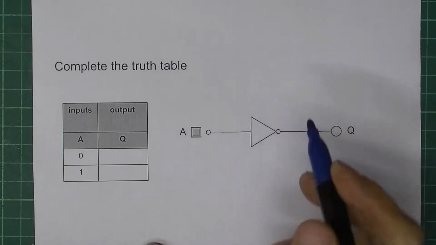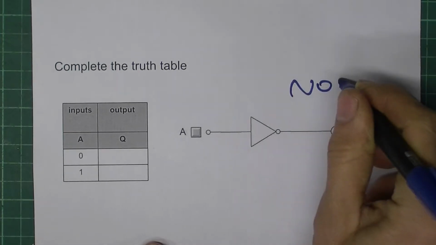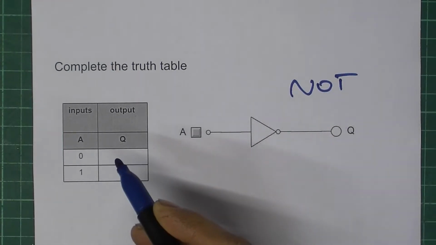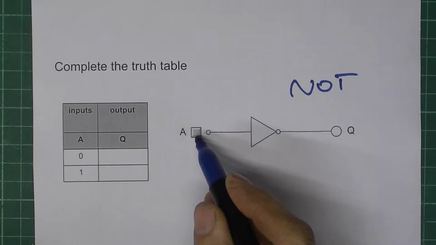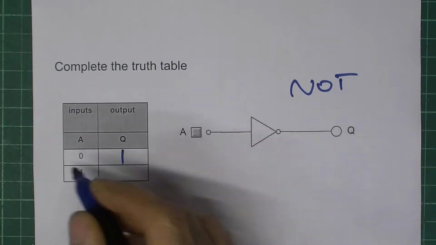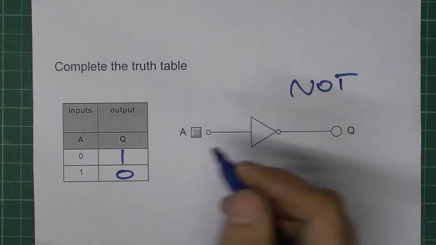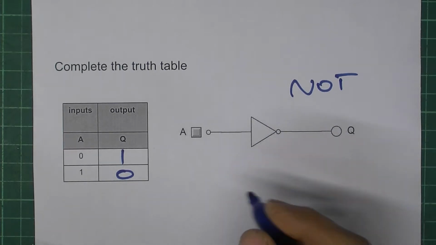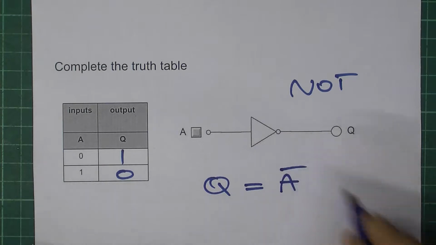Well, hopefully you know by now the triangle with a circle is known as a NOT gate, and the NOT gate will simply invert the input. So in this case the input is called A and the output's Q. If we have 0 in, we'll have 1 out, and 1 in will have 0 out. If you're asked in a test to write this algebraically, you're going to say the output Q is equal to not A, like that. Okay, hopefully that one's quite simple.